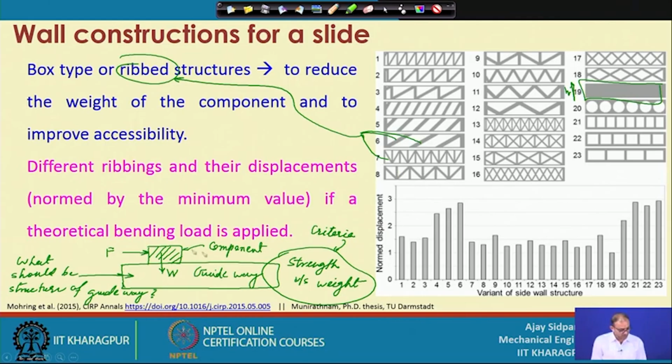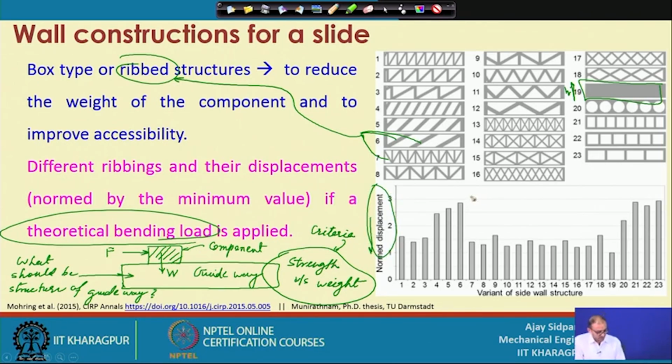What is the design which is important, and how do you define it? This is our one norm displacement, because if you put a theoretical bending load at the end or at some other location, what should be the displacement? Our objective is to reduce this displacement. Displacement should be less under loading, correct. Now if you see this one, 19 probably has the lowest one, correct.